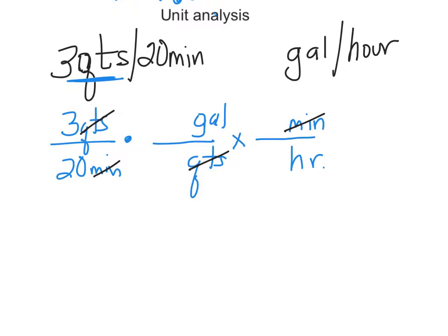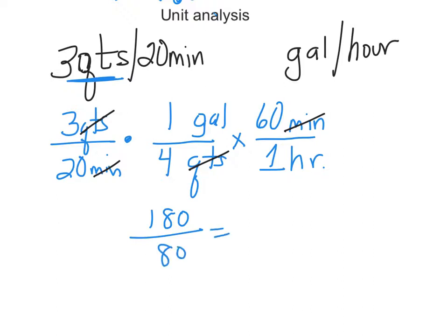So let's continue and put the numbers in. How many quarts are in a gallon? I looked it up earlier. There's 4 quarts in 1 gallon. How many minutes are in an hour? 60 minutes for 1 hour. Now we're going to multiply all of our top numbers. 3 times 1 is 3, times 60, that's 180. 20 times 4 is 80, times 1 is still 80. Now if I grab my handy dandy calculator and I do 180 divided by 80, I'm going to get that it's about 2.25 gallons per hour.